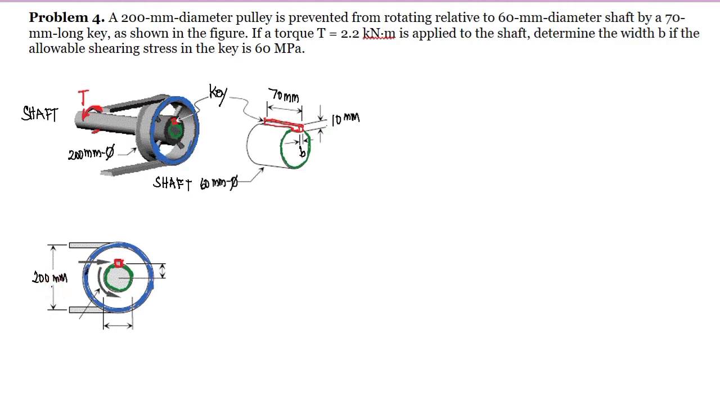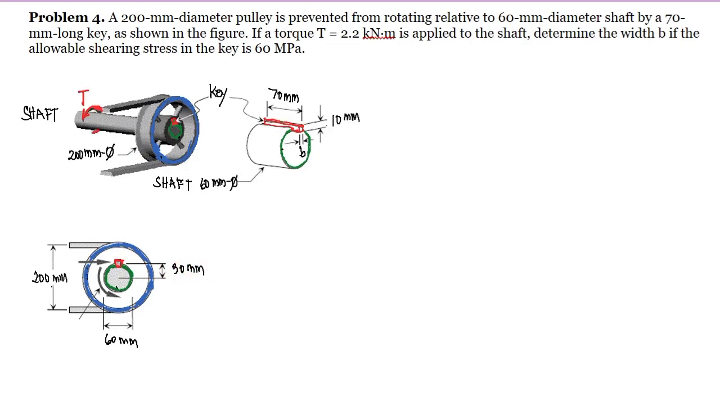So, we have here the diameter of the pulley, which is 200 mm. This is what I colored blue, and this is the blue. And as you can see here, I colored green, and green here. This is the shaft, and the diameter of the shaft is 60 mm. So, we have here 60 mm. Now, if this is 60 mm, half of the diameter is the radius, and the radius is equal to 30 mm.